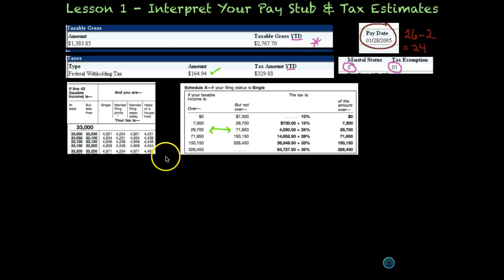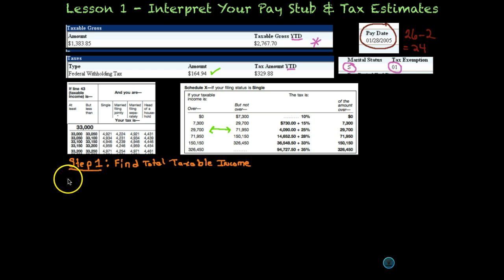All right, in order to determine and make an estimate for our federal tax liability each year, we need to start with 1, determining how much we're going to make, and 2, determining how much is going to be withheld. Let's start with step 1. Let's find this person's total taxable income for the year. So we look at our taxable gross, and we look at our taxable gross year to date.